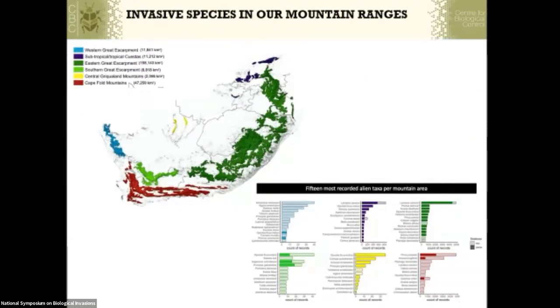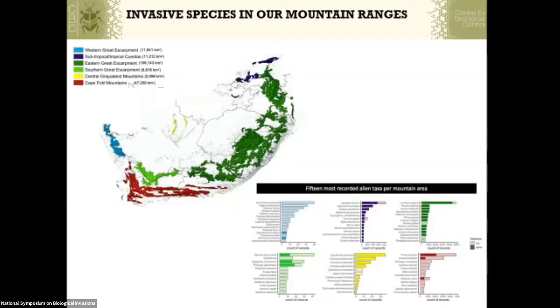This in itself turned out to be an interesting exercise. Just trying to delineate the various mountain ranges in South Africa came with its own pitfalls, as there seems to be no agreed upon definition of which mountain range or what depicts a mountain range within South Africa. However, we were able to select out the most prevalent invasive species in each of the mountain ranges.